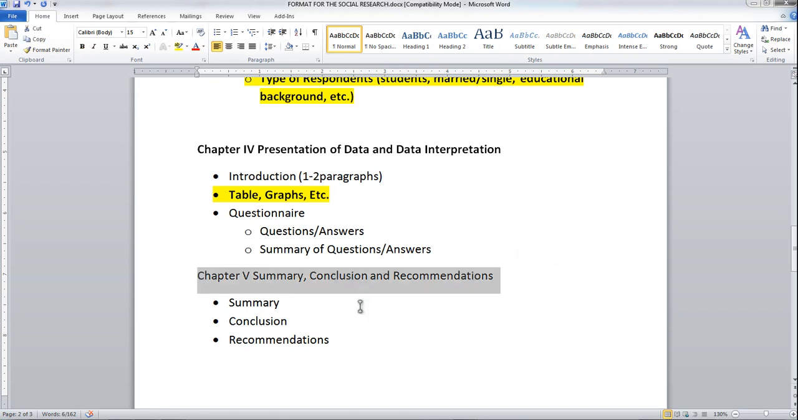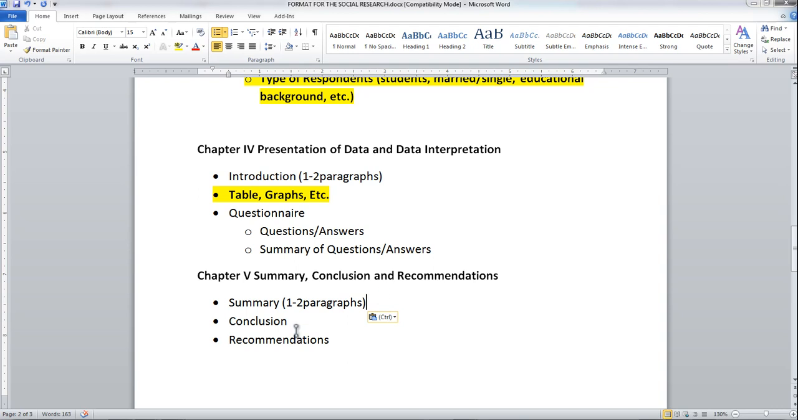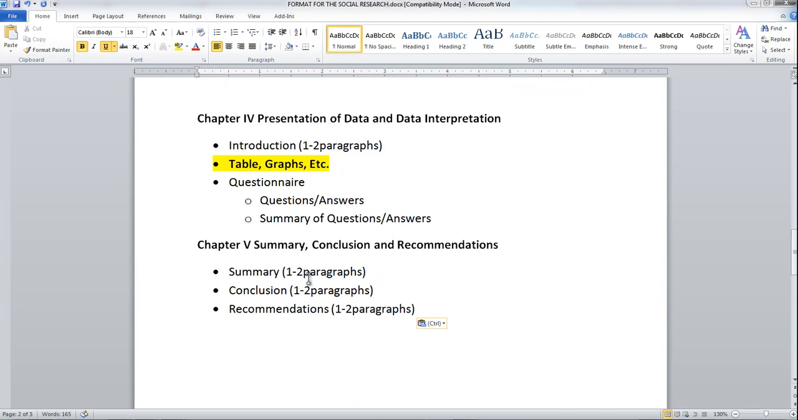Now, you also have chapter 5, which includes the summary, conclusion, and recommendation. For the summary, you are going to synthesize from the start of your study up to the end, and then after doing a synthesis on that, provide a conclusion. Then lastly, provide the recommendations. The summary could just take 1 to 2 paragraphs. Conclusion, 1 to 2 paragraphs as well. Recommendations, 1 to 2 paragraphs as well.